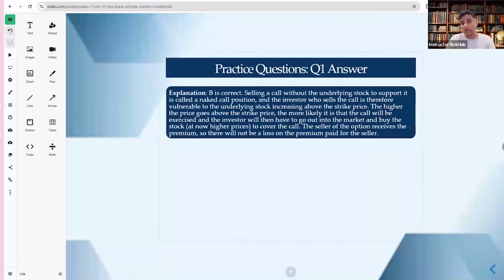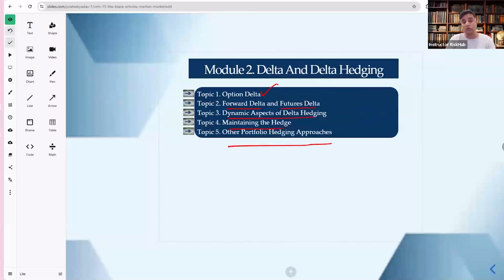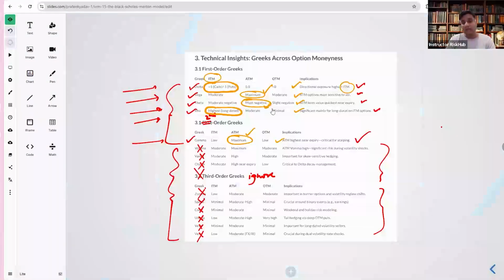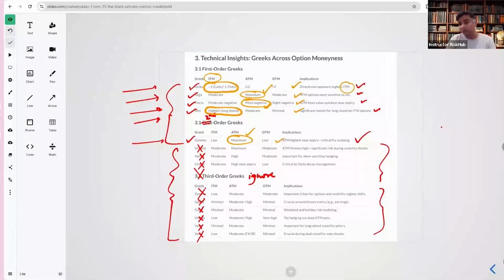This one chapter only. I have to remember not only covered call, protective put. I have to remember stop loss strategy. I have to also remember your forward delta, future delta, hedge maintaining, right? Call option value of delta 0 to 1, -1 to 0, right? N(d1) for Black-Scholes-Merton. I have to remember these things also, that ITM the values are -1, ATM maximum, where it is maximum, where in ITM, where in ATM, where in OTM, what are the implications I have to remember, right?